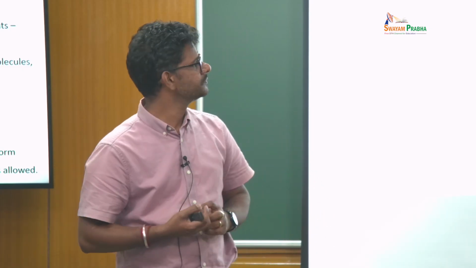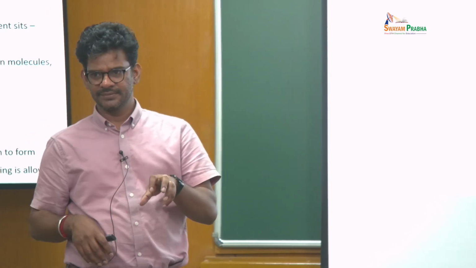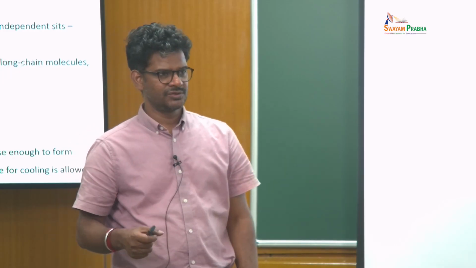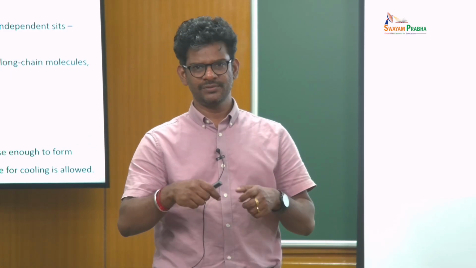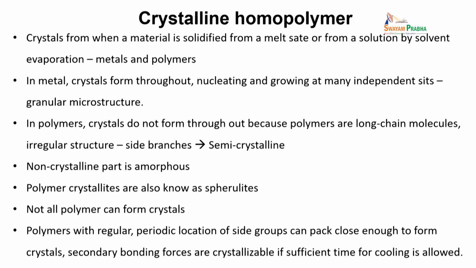Whereas when you think about polymer, in polymers crystals do not form throughout, they form somewhere and slowly try to grow outward. That is because these polymers are made up of long chain molecules, so they are not easy to diffuse from one place to another. So the nucleation and growth are mostly local, and that is why we call them semi-crystalline, because they are not completely crystalline. There will be some parts which are not crystalline and they are going to be amorphous. And these polymer crystallites, we also call spherulites. I will come back to spherulites a little later.